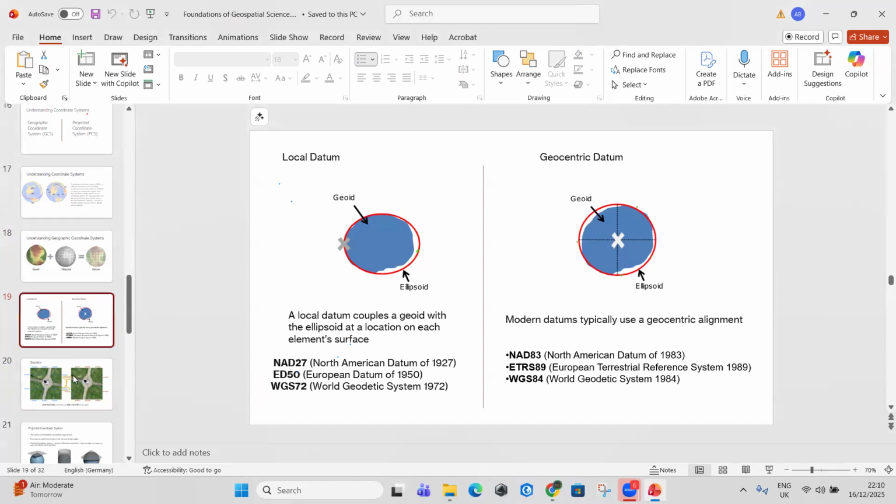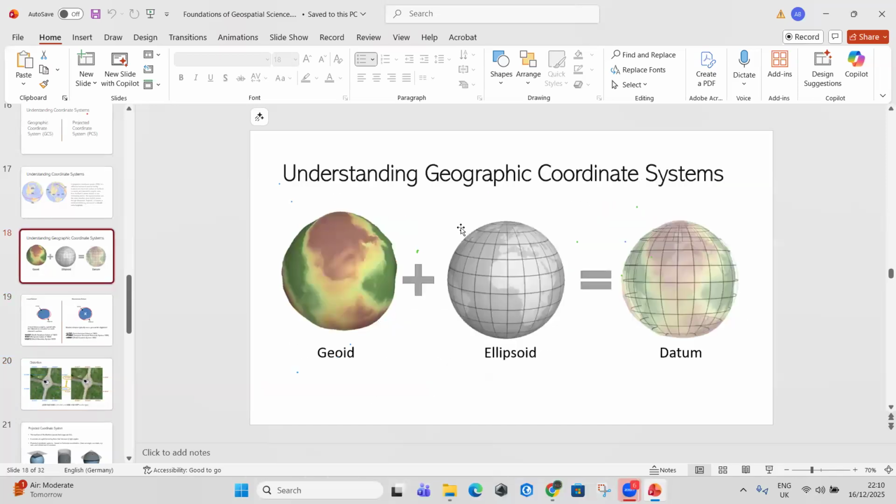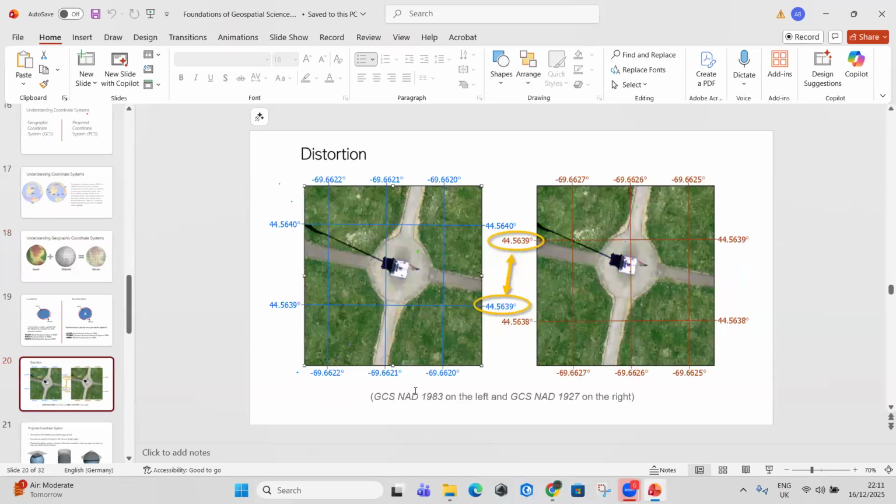Now, the very important part to understand is, as I told you, because every geographic coordinate system has a different reference model, the final datum produced is also different. Now, if I take two different geographic coordinate systems, one is NAD 1983 and the other one is NAD 1927. Okay, this is one kind of geographic coordinate system. This is another kind of geographic coordinate system.